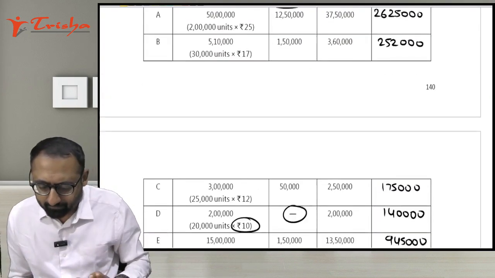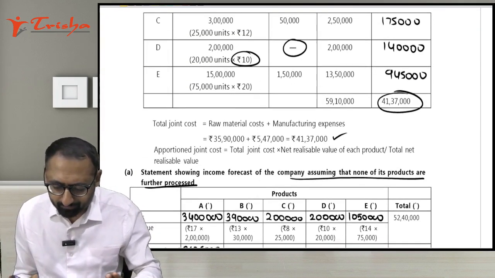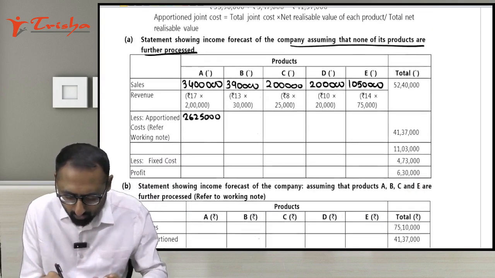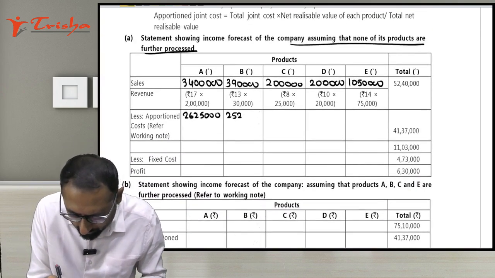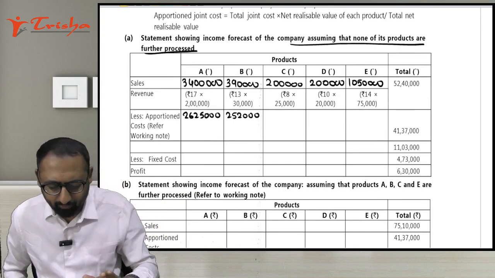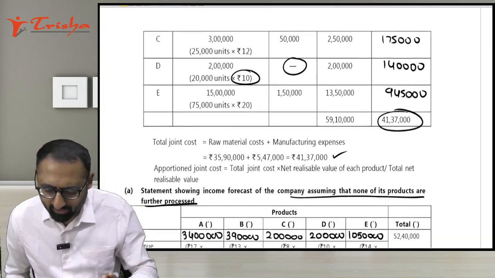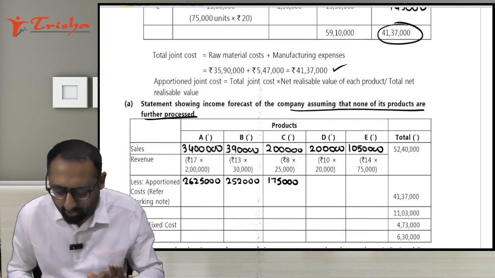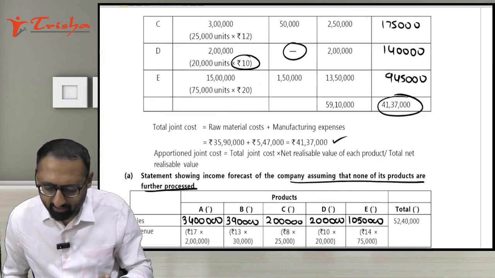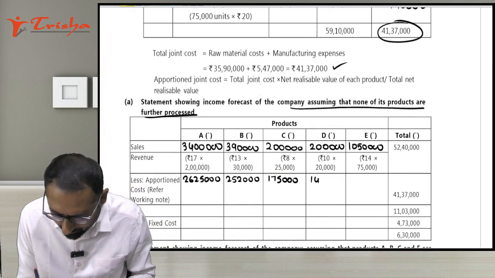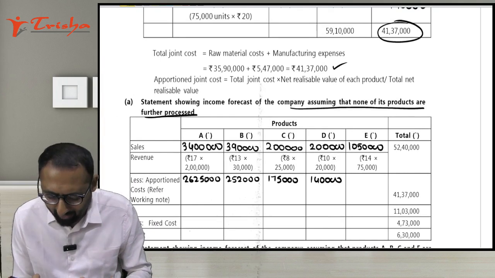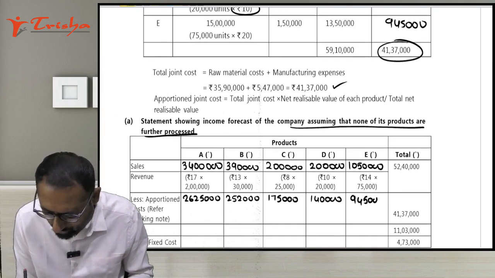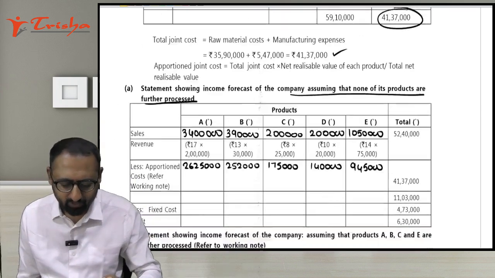Next one, 2,52,000. Okay. Then for product C, you can check that product C 1,75,000. For product D, you can check that 1,40,000. And for product E, it will be 9,45,000. Total should be 41,37,000.